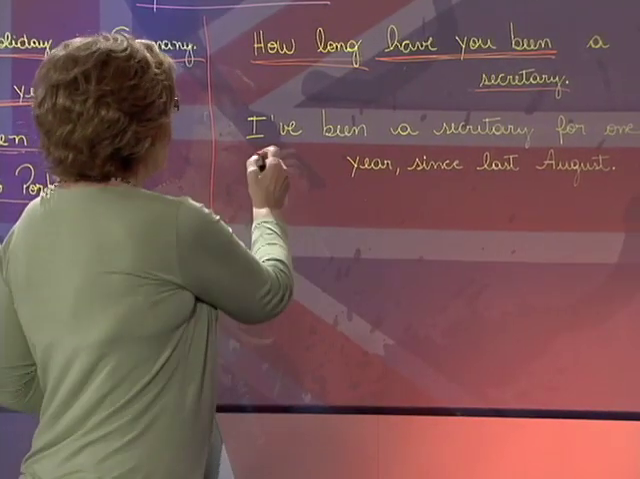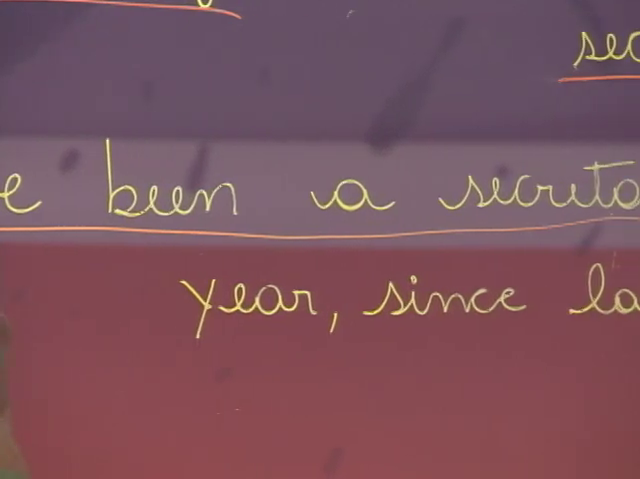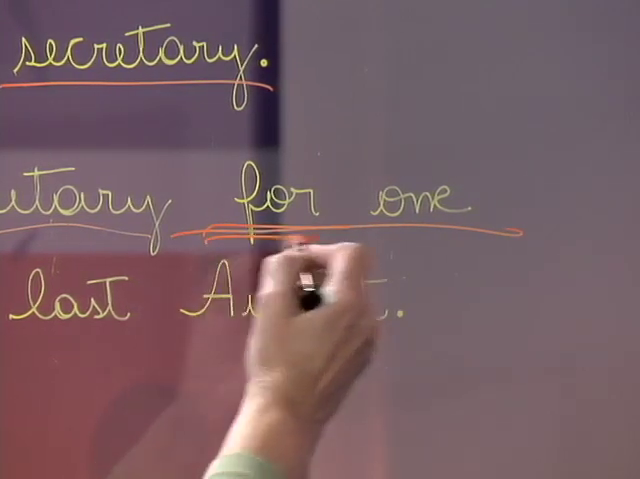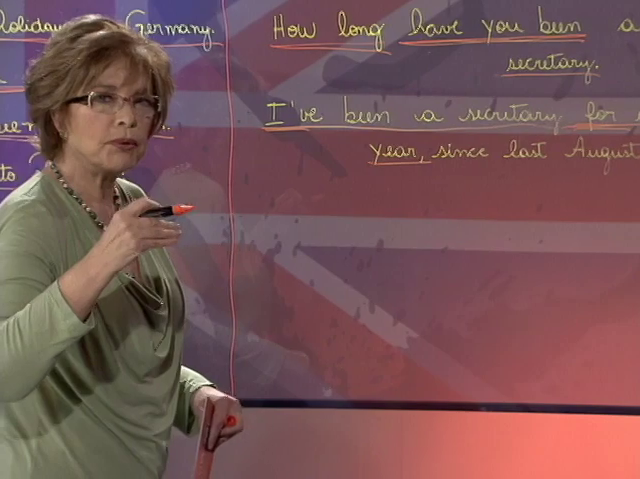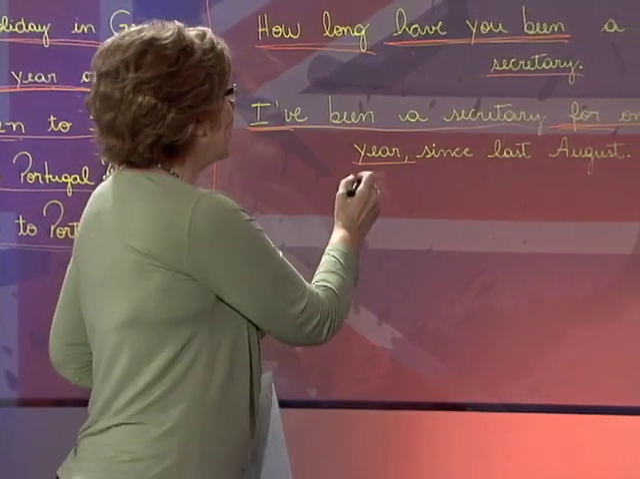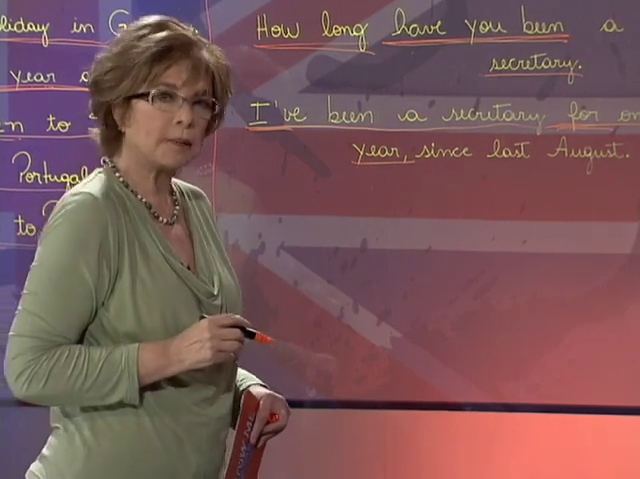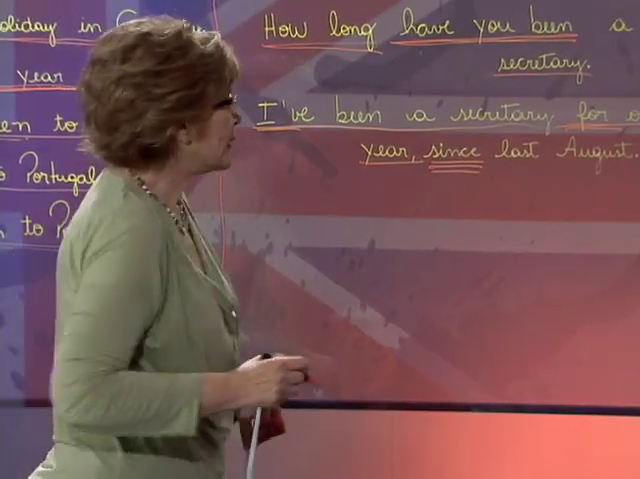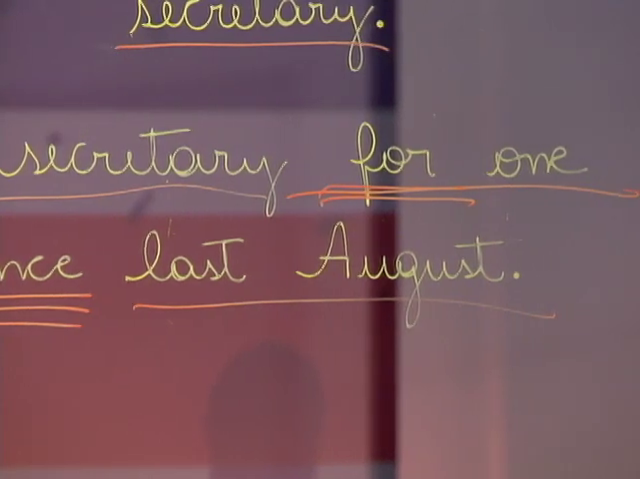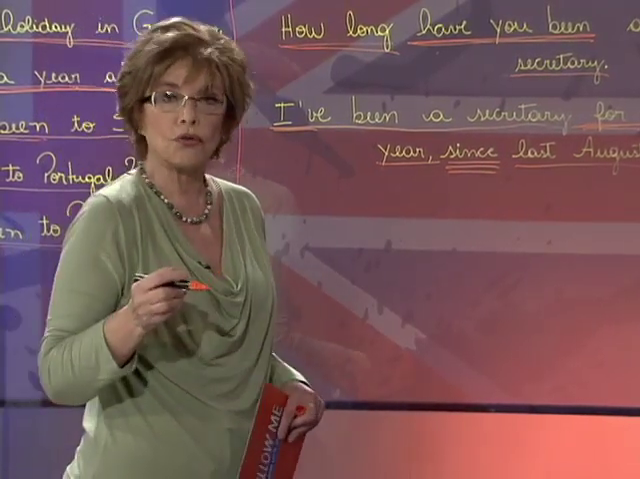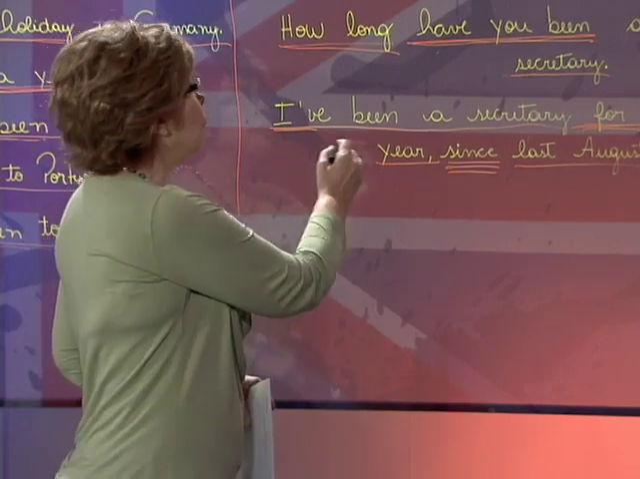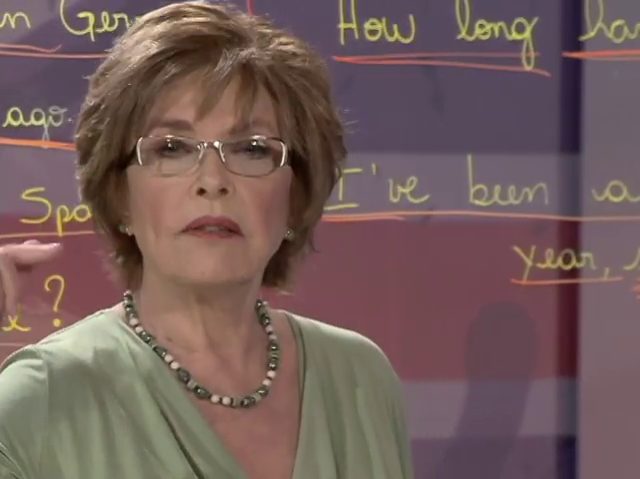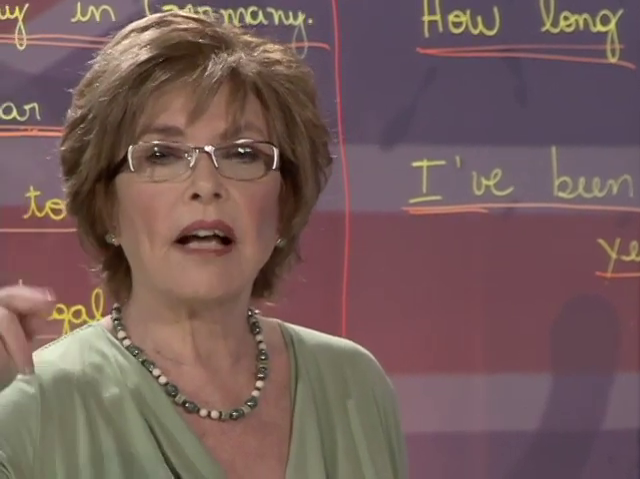Good. I've been a secretary. I've been a secretary for 1 year. For 1 year. Veja esse for. For é pelo tempo de. Por. Um ano. For 1 year. Since, outra palavra nova. Since, quer dizer desde. Since last August. Desde o último agosto. Desde agosto, o último. Então, vamos lá. I've been a secretary for 1 year since last August.